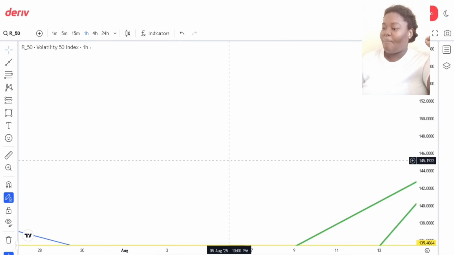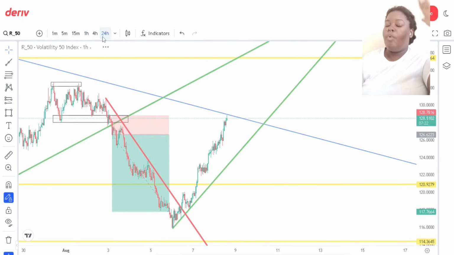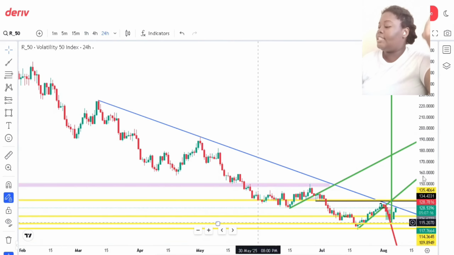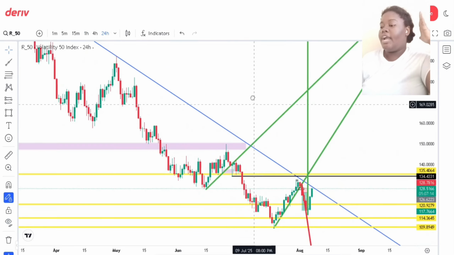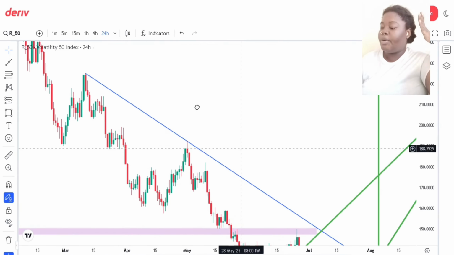So let's go. We are currently on V50. We got to start from the daily. I can't stress this enough. All right, so we see that the market is trending down. We have a blue trend line here with 2 touch points so far.